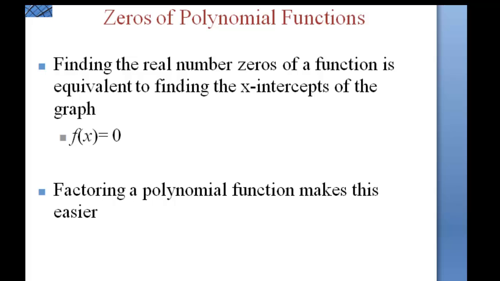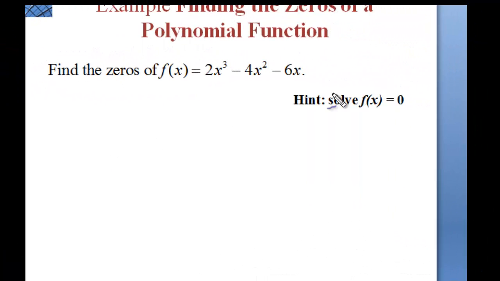Zeros of a polynomial function. Finding the real number zeros of a function is the same thing as finding the x-intercepts of the graph. We want to find where f of x is equal to 0, and factoring a polynomial will make that easier. Finding the zeros of a polynomial function.